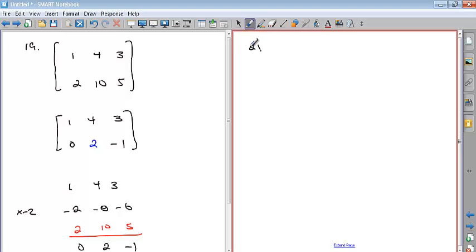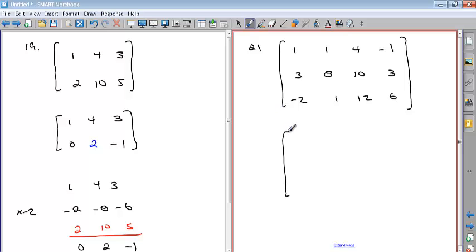Okay, the next one, a little more complicated. So we start with this 3 by 4, 3 rows, 4 columns. So you have 1, 1, 4, negative 1, 3, 8, 10, 3, negative 2, 1, 12, 6. Okay, so that's the original matrix.